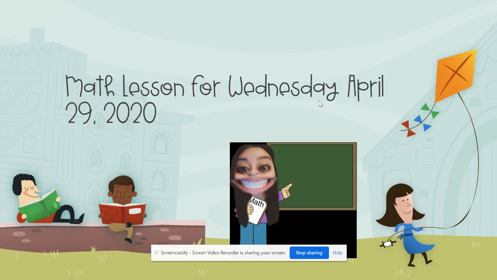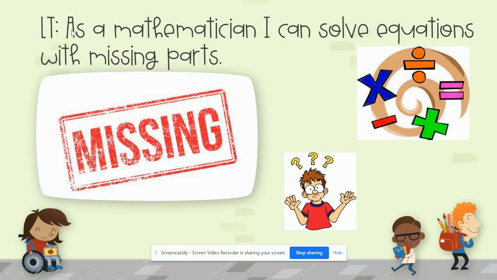Hey, third grade. Today is Wednesday, April 29th, 2020. This is your math lesson for today. Our target for today is, as a mathematician, I can solve equations with missing parts.